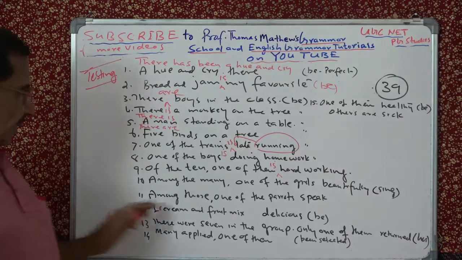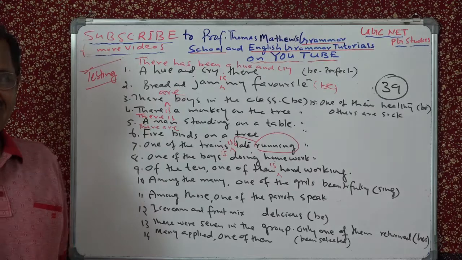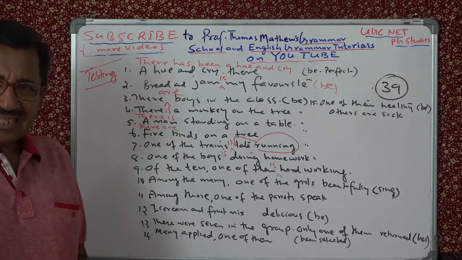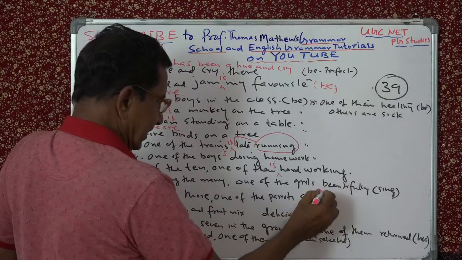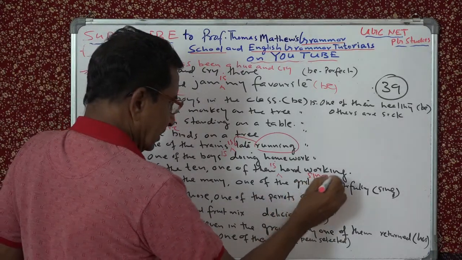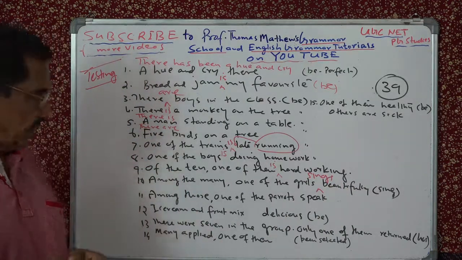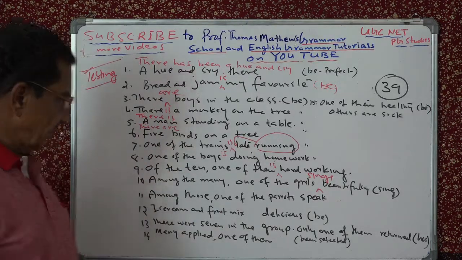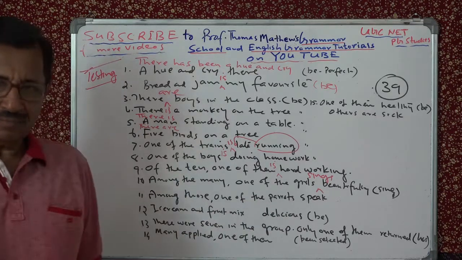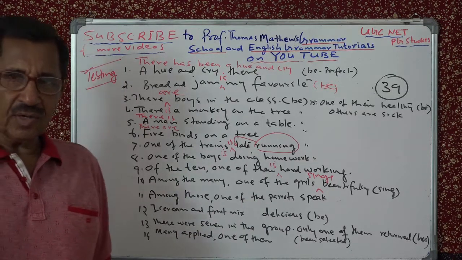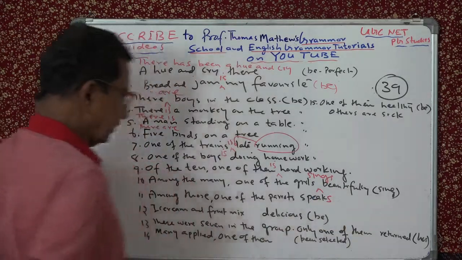Alright. Among the many, one of the girls beautiful sing. Among the many, one of the girls sings beautifully. Sings. One of the girls sings. It was singular, no? Third person singular, you have to use S at the end of the word. Alright, those things we know already. Among those, one of the parents, how is it? Among those, one of the parents speaks. So that is singular, speaks.